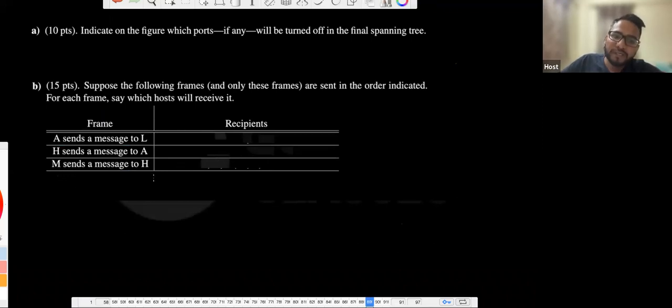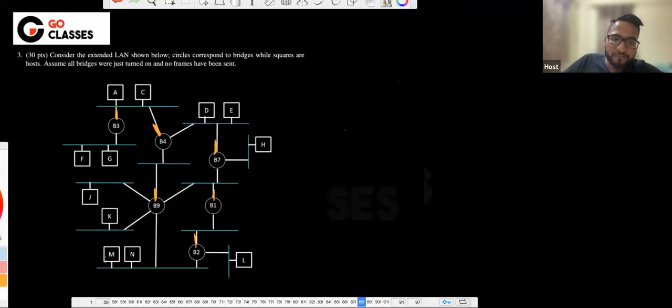Now, if M sends a message to H, in this case, see, this B7 will get to know that H is here. B7 will get to know that H is here. And then this packet has reached here. B4 will get to know that H is here, and that is all right.